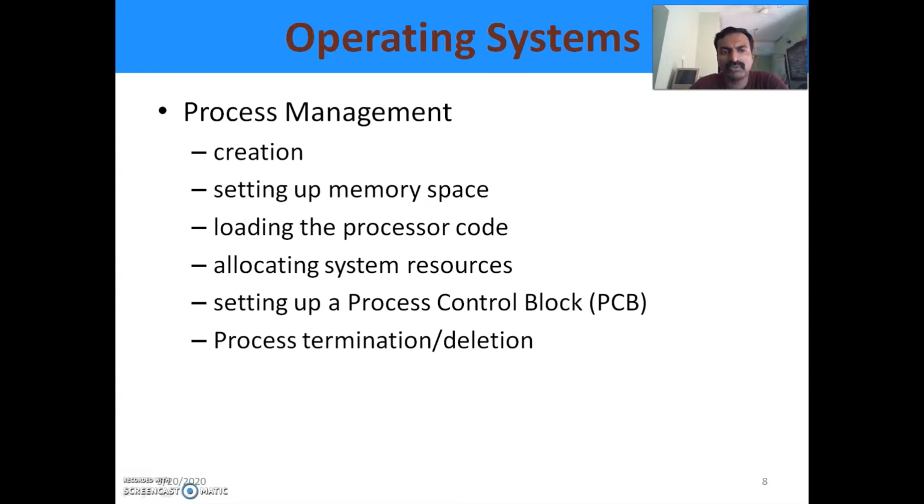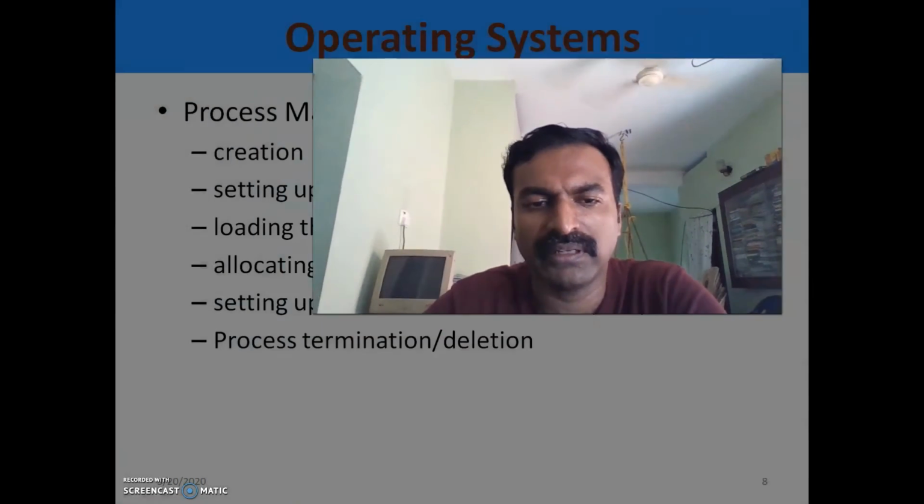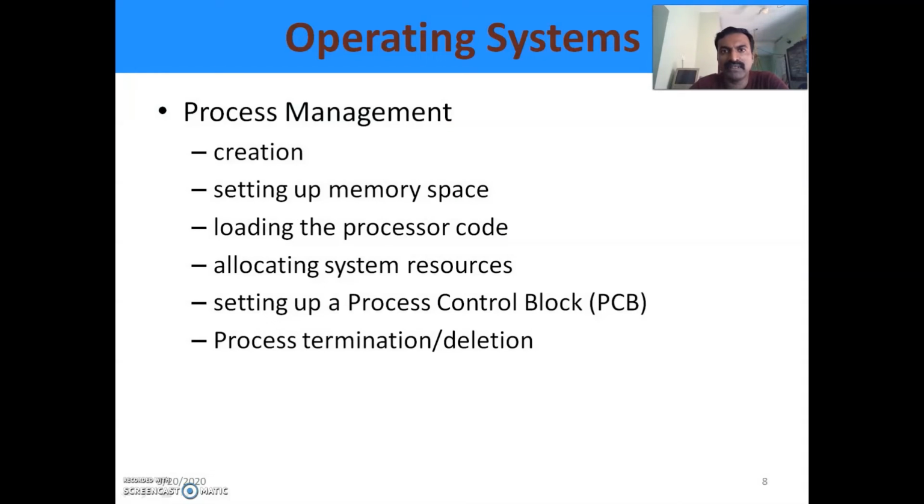We will look into process management. Process management has different steps, and we will see the details about it in the coming sessions. Process management consists of creation, setting up memory space, loading the processor code, allocating system resources, setting up a process control block, otherwise called PCB, and it also controls the process termination and deletion.